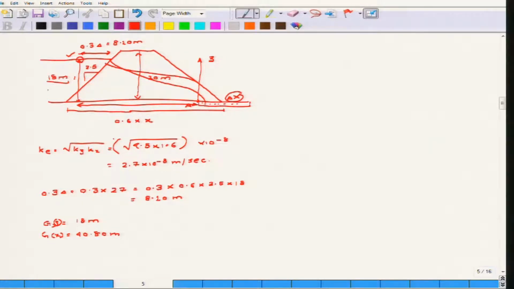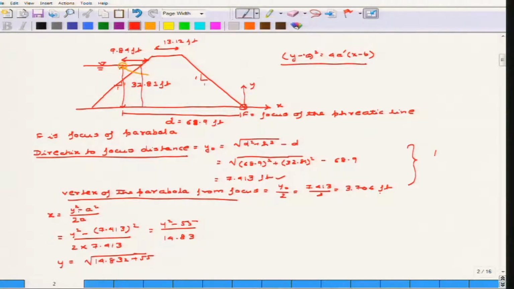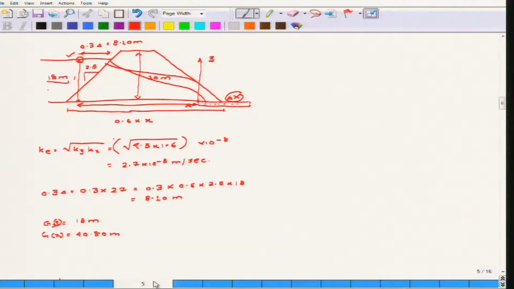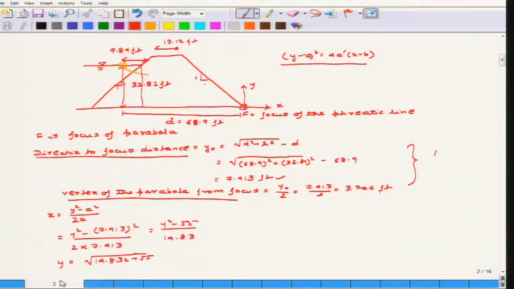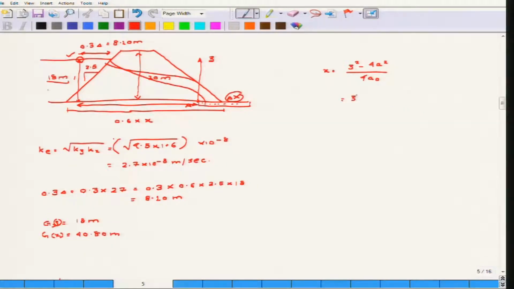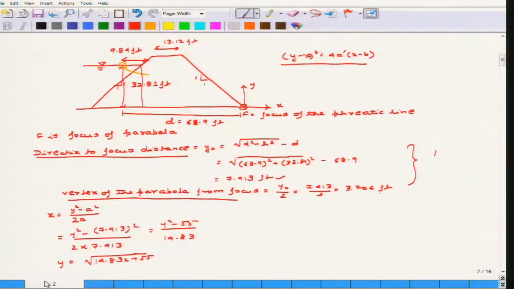So, if this is correct, then we will take help of the basic equation of the parabola: x is equal to y square minus a square by 2a. Here, instead of y square we will write z0 square minus 4a square by 4a naught, the same as the equation y square by 2a; you can write that as well, z square minus a square by 2a naught. And from here we will get the relation, because you know that the distance of the vertex from the focus of the parabola is actually y naught by 2.